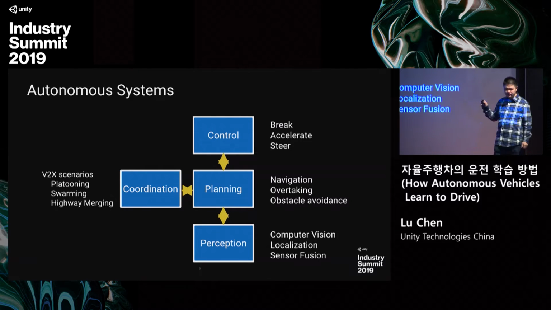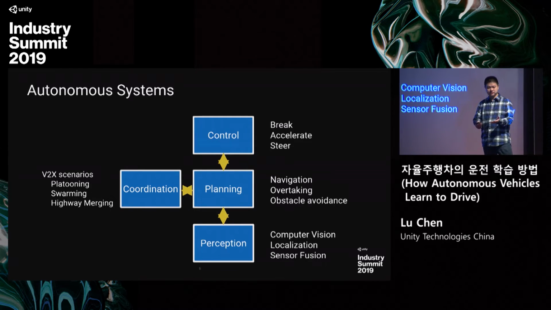After it knows this, it will do some planning. So what's next? Which way to go? Or if I need to change a lane, something like that. So basically, to plan the trajectory.